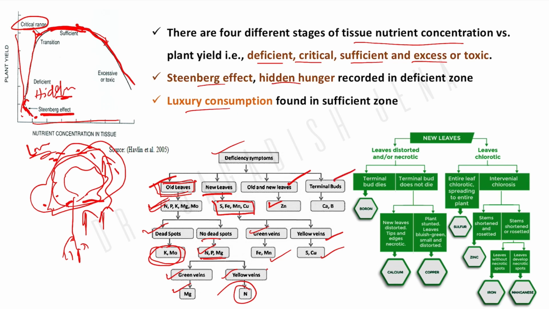Then terminal bud: you can find the deficiency of calcium and boron in the terminal bud because they are immobile in the plant system. If they are immobile, they cannot be translocated into the top or bud region. That is why the deficiency symptom can be observed in the terminal bud for calcium and boron. Okay, so this is an overall idea of where the deficiency symptom will be if any particular nutrient is deficient.